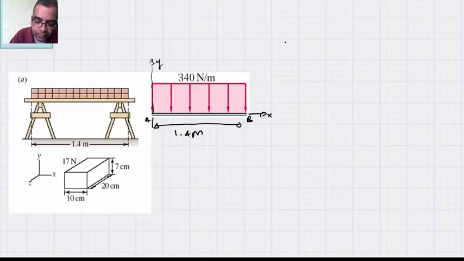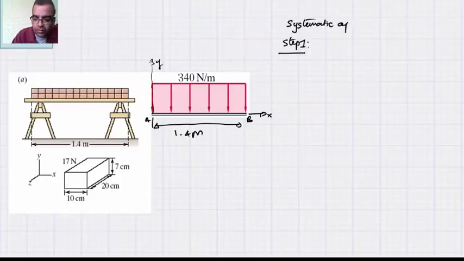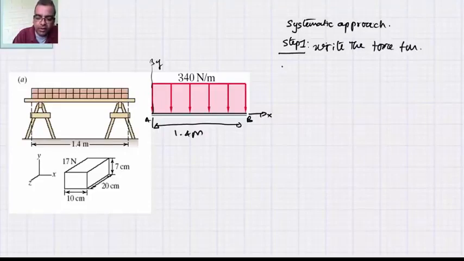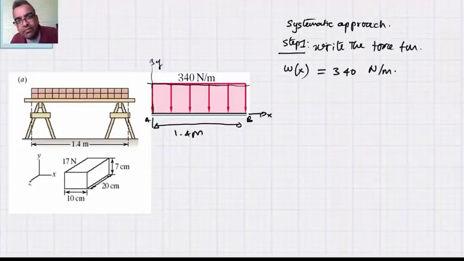First step. This is our systematic approach. This will always work. Step 1, write the force function. In our case, that looks like W of x equals, it's a constant function, no? You can see it's constant and its value is 300. So it is 300 Newton per meter. Hey, that was easy. In this particular case, it's not a function of x.